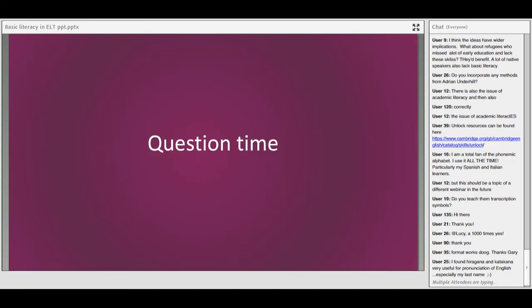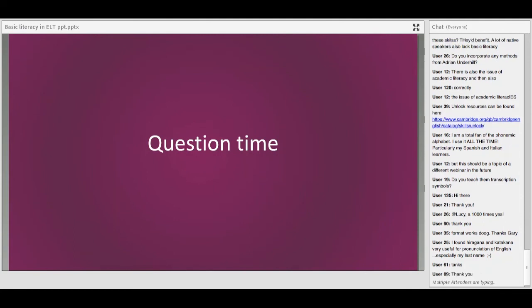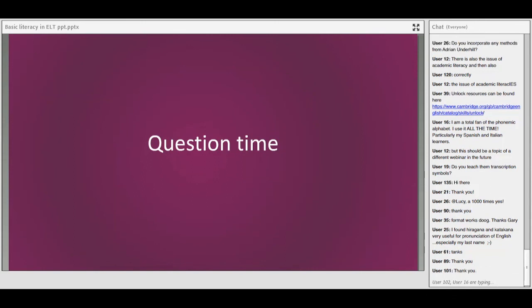I wouldn't say that's fun, but it gives satisfaction and a sense of actual progress, which I think can be lacking in the writing classroom. Just correcting can be very demotivating. Just having a look at any other questions coming in here.